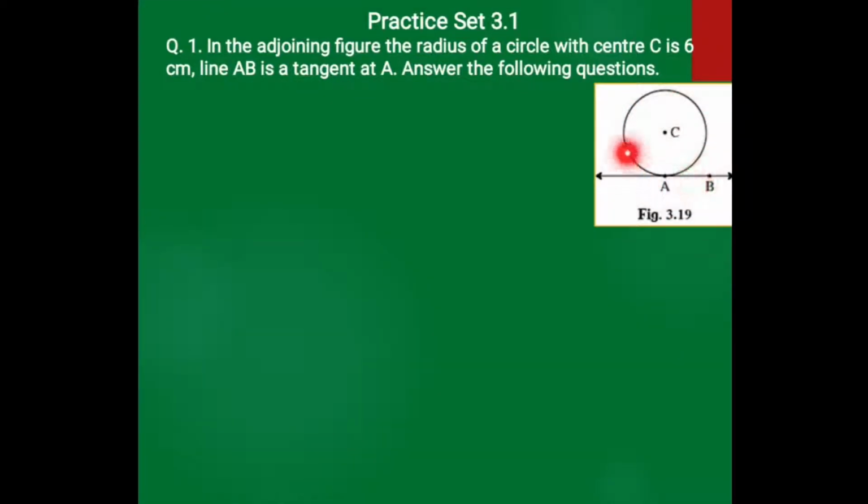Here the figure is given in which C is the center of this circle. If we join this center with this point A, then this CA is the radius of this circle. Line AB is a tangent at A. Now this line AB is a tangent at point A.